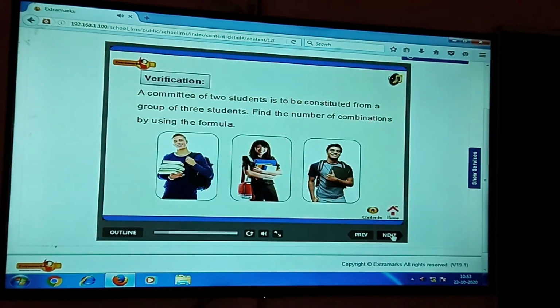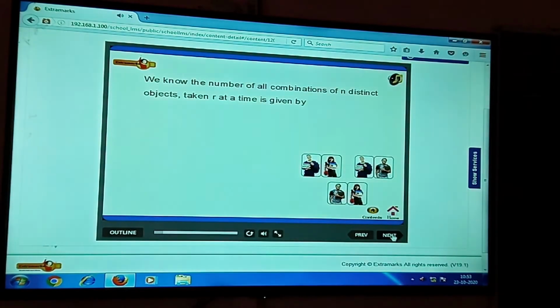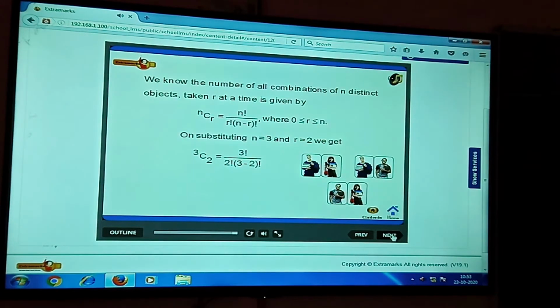Now, let's verify the obtained result by the previous example, where a committee of 2 students is to be constituted from a group of 3 students. We know the number of all combinations of n distinct objects taken r at a time is given by the following formula. Now, substitute n equal to 3 and r equal to 2 in the above formula and simplify it. Thus, the number of combinations is 3. Hence, the formula is verified.